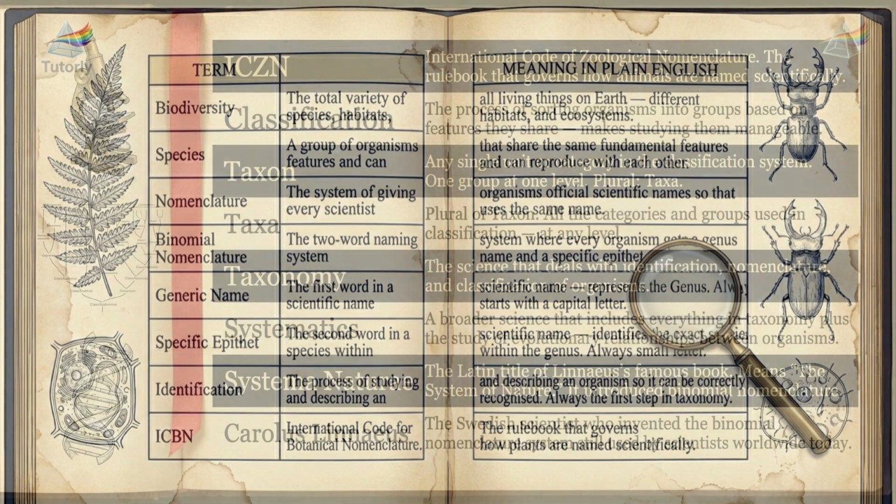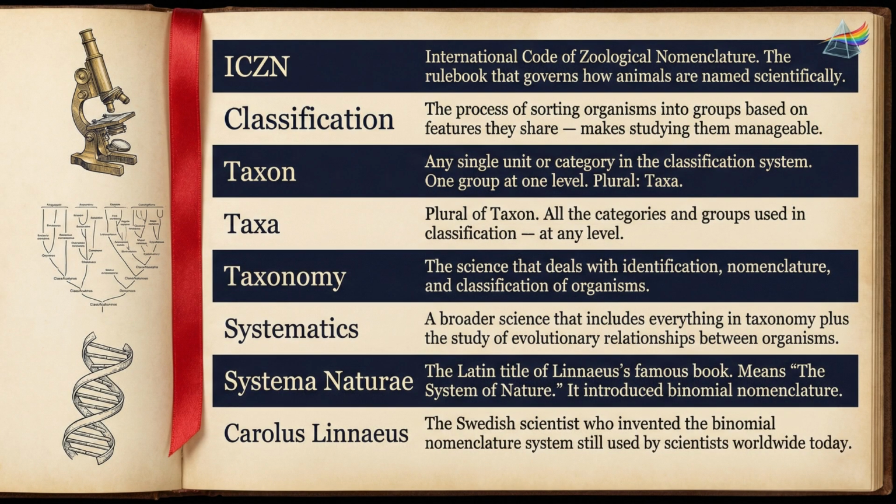Continuing the glossary. Term, meaning in plain English. ICZN. International Code of Zoological Nomenclature. The rule book that governs how animals are named scientifically. Classification. The process of sorting organisms into groups based on features they share, which makes studying them manageable. Taxon. Any single unit or category in the classification system. One group at one level. Plural, taxa. Taxa, plural of taxon. All the categories and groups used in classification at any level.